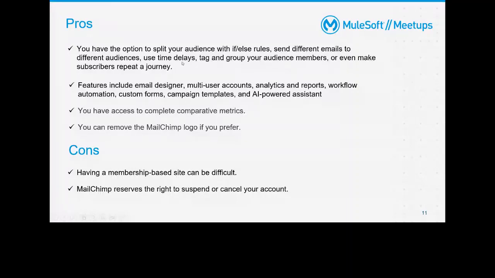Use time delays. We can use a kind of scheduler as we use in MuleSoft. So we can use time delays, like we want to send after 30 minutes or maybe after a day. Tag and group your audience members or even subscribers, and repeat a journey. So that's understandable. Now, what are the features that this MailChimp service provides?